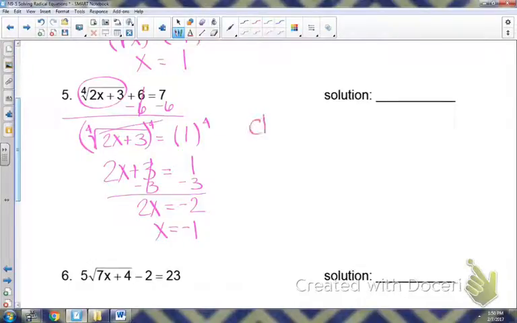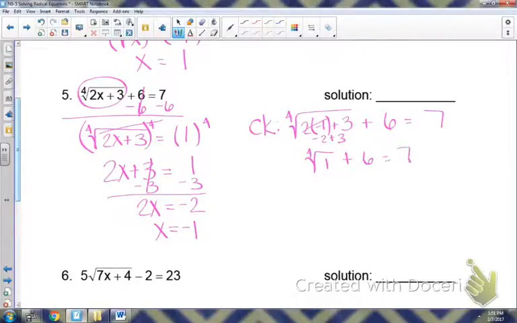So when we're plugging it back in to check it, you would have the 4th root of 2 times -1 plus 3, and then plus 6 on the outside equals 7. So that's going to give me a -2 plus 3, which would be 1. So the 4th root of 1. The 4th root of 1 is 1, because 1 times 1 times 1 times 1 gives you 1. Plus 6 does equal 7. So the solution would be x equals -1.